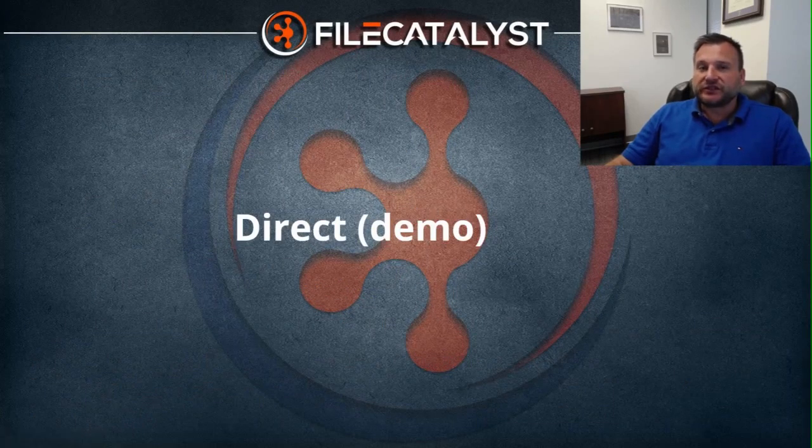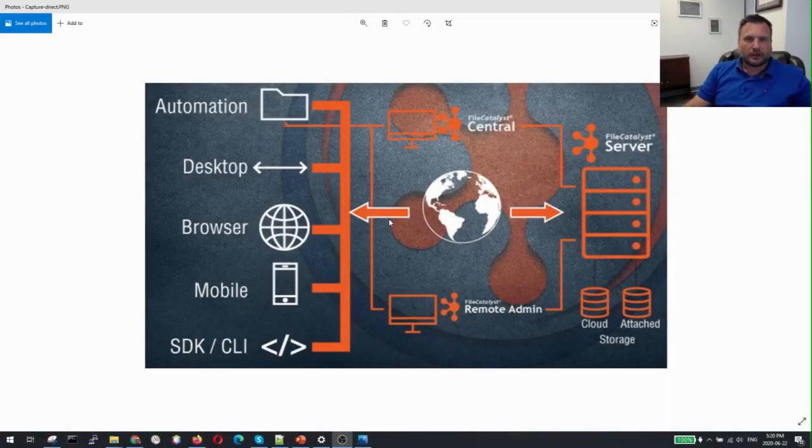So let's go into the demo now. Let's go back to this deployment diagram that I showed you earlier. I'm going to just tell you what I'm going to show you in my demo. I'm going to show you the FileCatalyst server part, which is the main hub of where all the data flows through. And I'm going to show you our hot folder client, which is the automation for accelerated file transfers. So I'll be just showing these two pieces.